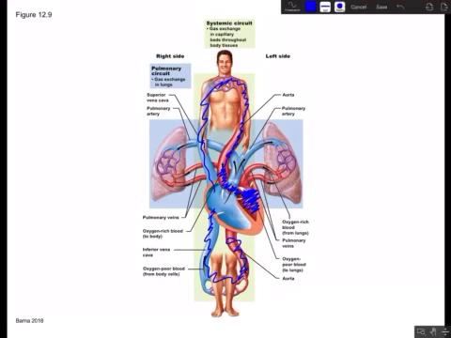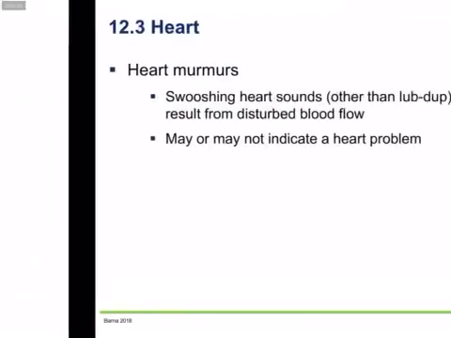So pulmonary circuit is to and from the lungs. Systemic circuit is to and from your tissues.